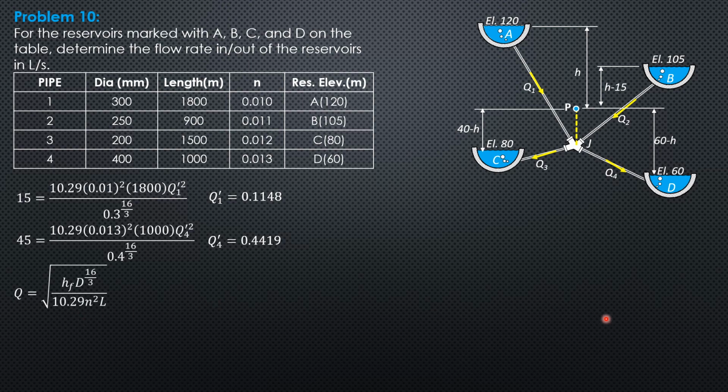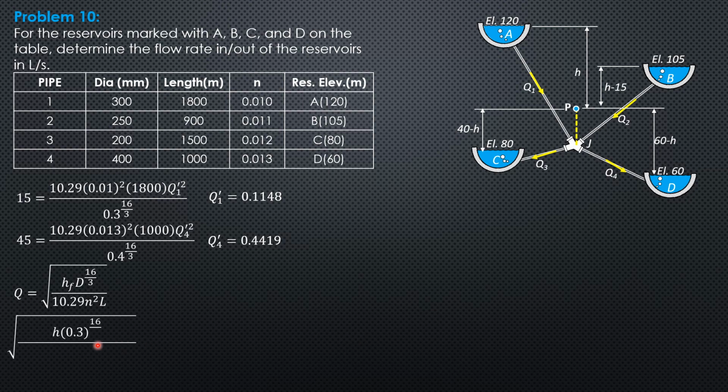And as I said, there's no need to compare Q1 double prime plus Q2 double prime with Q4 double prime when there is no flow in or out of reservoir C, because we anticipated that Q1 plus Q2 must be equal to Q3 plus Q4, hoping that's the case. If not, then we cannot find a value of H which will satisfy the equation Q1 plus Q2 equals Q3 plus Q4. So it should be Q1 plus Q2 plus Q3 equals Q4 if we cannot find H.